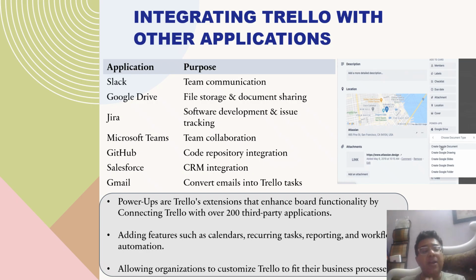Jira, which is a very powerful project management tool for software development and issue tracking, can also be integrated with Trello. Microsoft Teams, an online collaboration tool, also has integrated powers with Trello. Apart from this, we have GitHub for code repository, Salesforce, and Gmail, which can be attached to Trello tasks. Now, all these features which make Trello very powerful are basically power-ups. They are extensions that connect Trello with over 200 third-party applications.